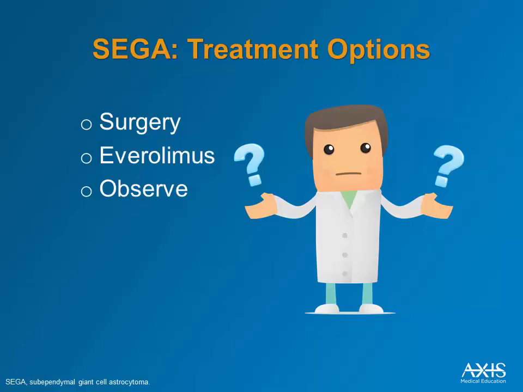So the question arises, okay, we have effective surgery for many of the patients. We have effective medication treatment for many patients. What should we do when we have a patient who has arrived to the point where we make the diagnosis that they have a subependymal astrocytoma? Should we be offering surgery? Should we be offering everolimus? Or should we be just watching and continuing to get MRI imaging to follow this SEGA and determine at a later date what needs to be done for its treatment?